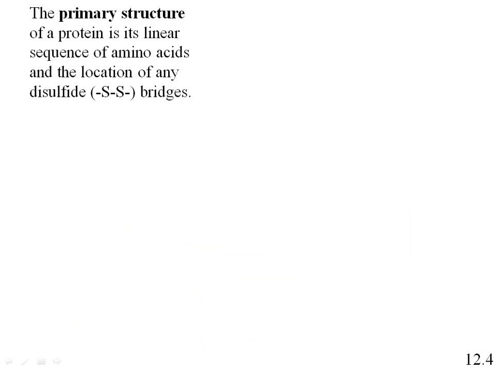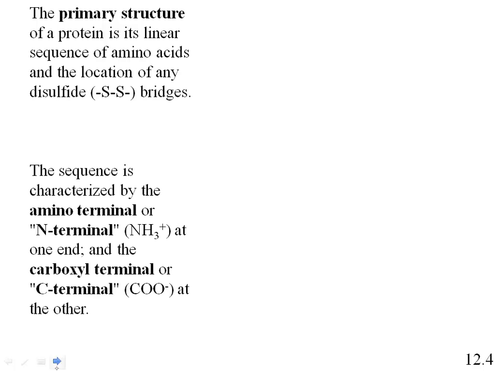All right, the primary structure of a protein is its linear sequence of amino acids. Again, alanine, glycine, and so forth. And the location of any disulfide bridges. The sequence is characterized by the amino terminal, the N-terminal ammonium or NH3 positive ion at one end, and the carboxyl terminal at the other end. So we saw that. We saw where this and this interact with one another, and we get the water and we get the peptide bond.